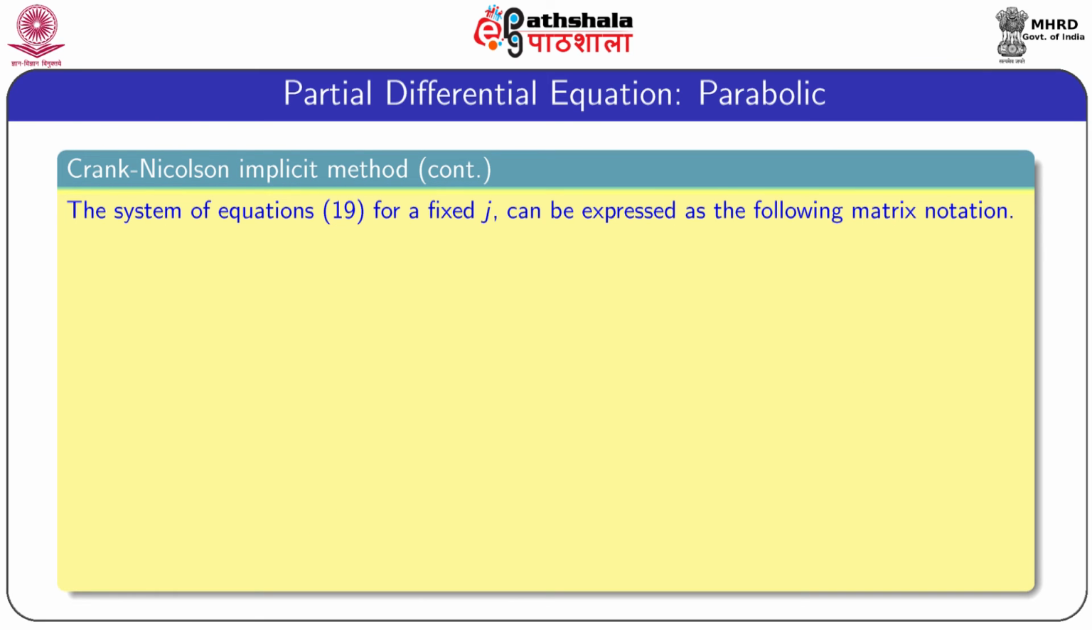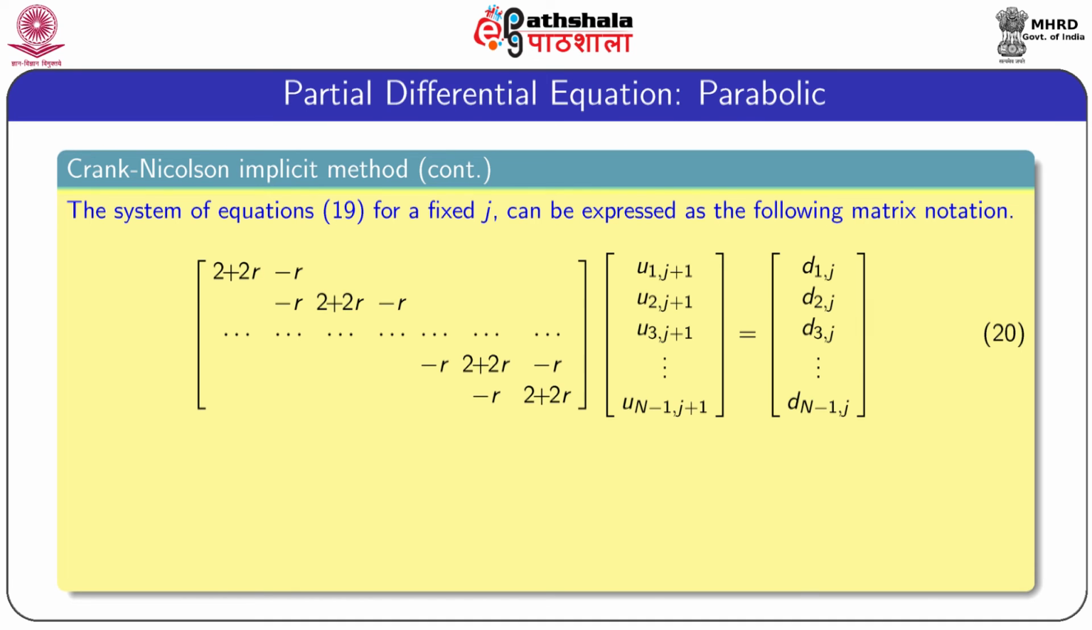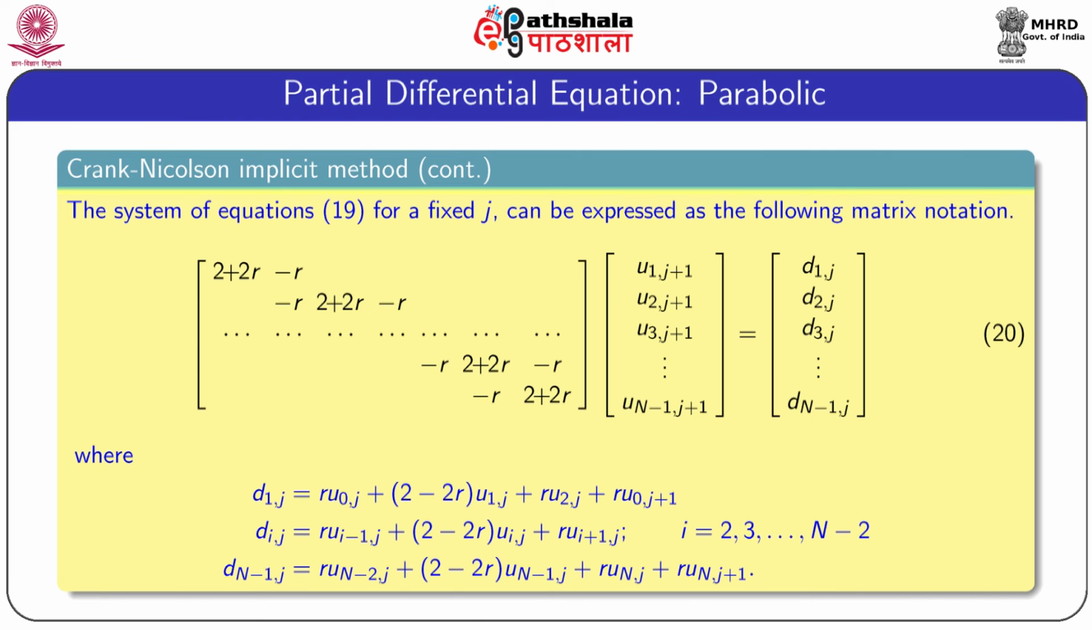The system of equation 19 for a fixed j can be expressed in the following matrix notation. This is the matrix notation. This is a system of equations. Obviously, it is a tridiagonal system of equations for a particular j. And the right hand vector, that means the values of d1j, d2j, etc. up to dn minus 1,j, are calculated by the following three equations.